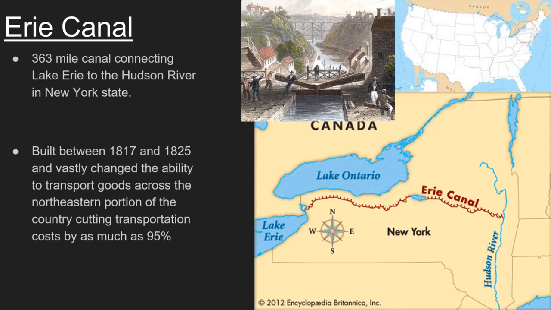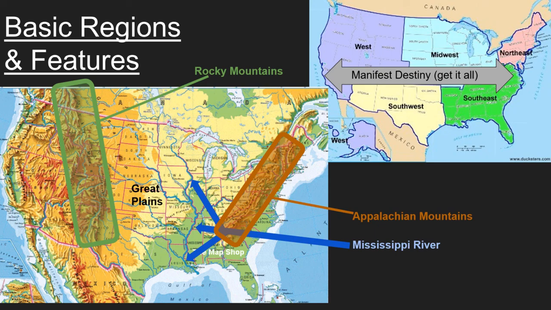The Erie Canal, a 363-mile long canal connecting Lake Erie to the Hudson River in New York State. This was hugely significant because it was finished around 1825, and it changed the ability to transport goods across the northeastern portion of the country, cutting transportation costs by as much as 95%. And this greatly increased the size and importance of New York City because people could transport things from the Great Lakes to the Hudson River all the way down to New York City.